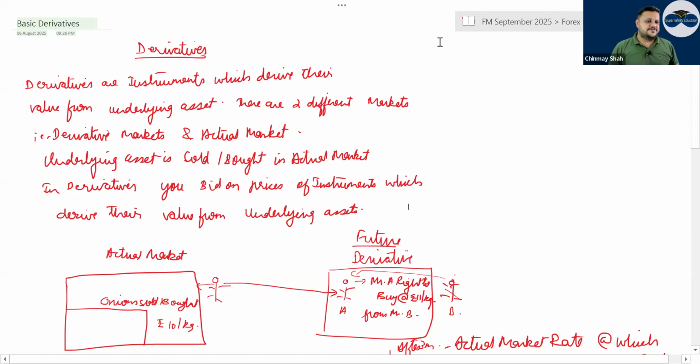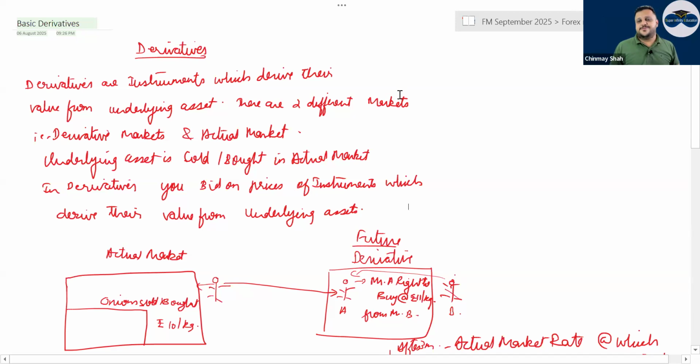Coming back to derivatives, right? Derivatives are instruments which derive their value from underlying asset. There are two different markets: derivative market and actual market. The two are completely different. In the actual market, you just go and have a look and try to see what the rate of the underlying asset is. Underlying asset could be anything, onion, potato, whatever, right?